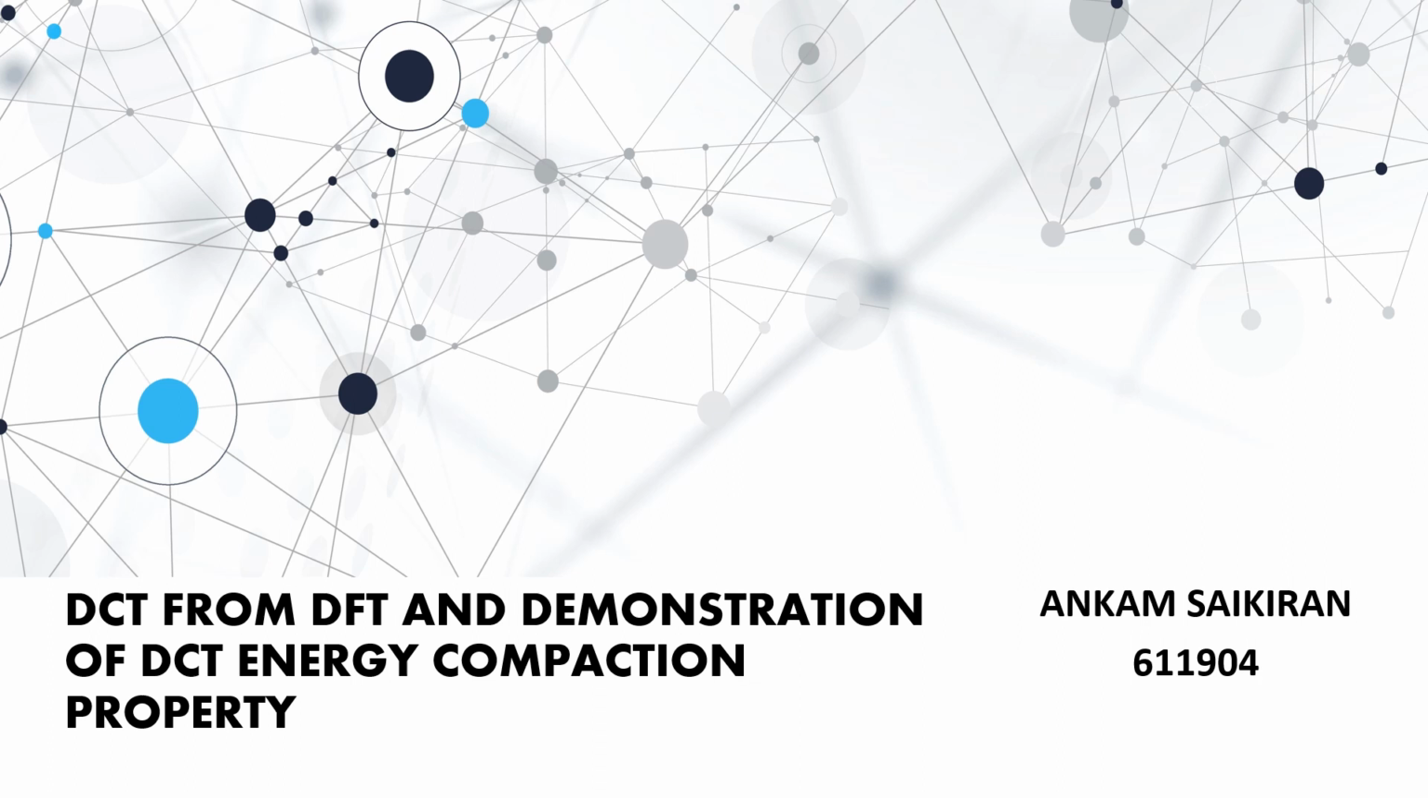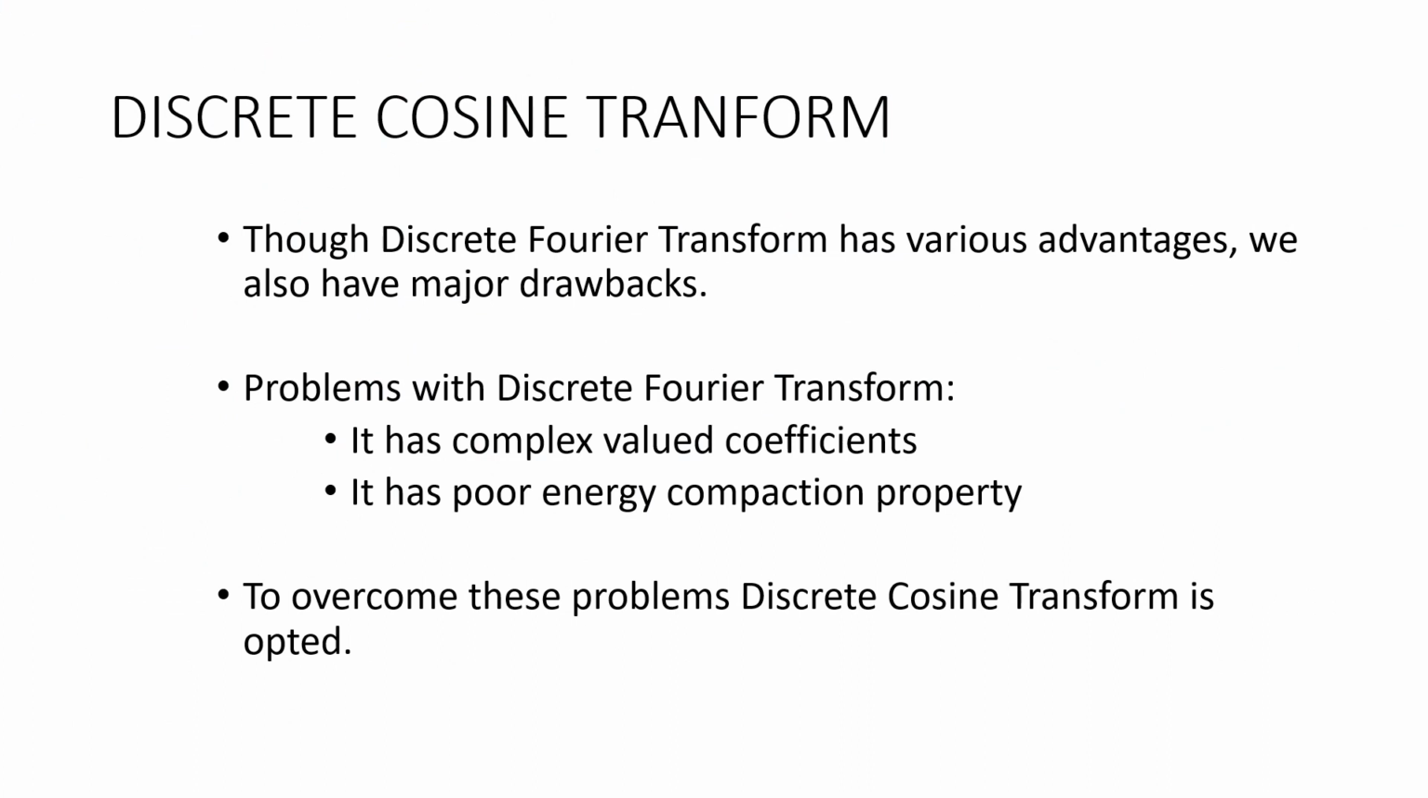In this video, we are going to discuss DCT from DFT and a demonstration of the DCT energy compaction property. We all are familiar with DFT, which gives us a frequency representation of discrete time datasets. But there are a few drawbacks with this transform. DFT has complex valued coefficients and it also has poor energy compaction property. So DCT solves these problems.